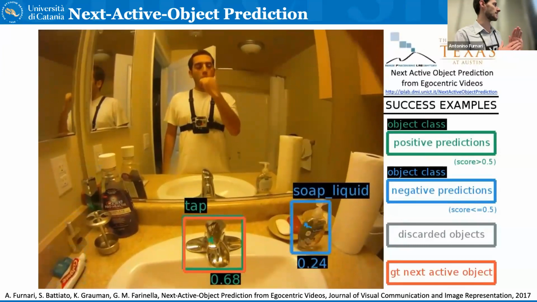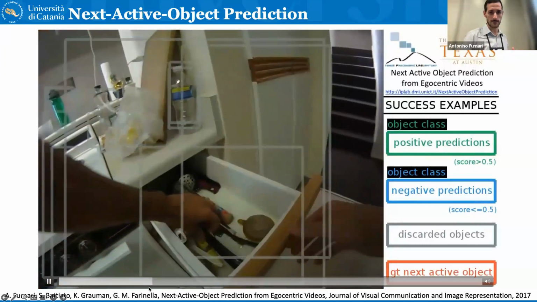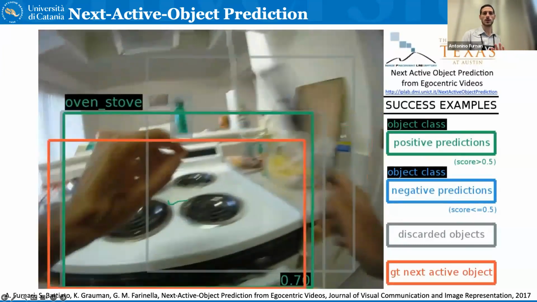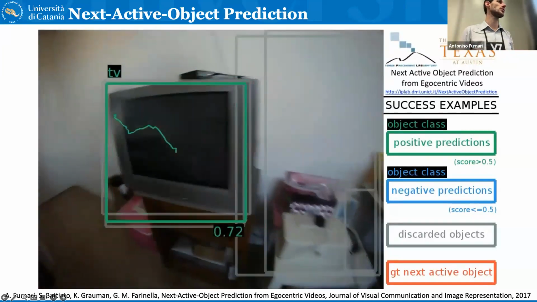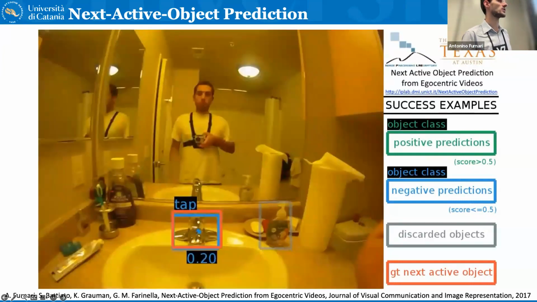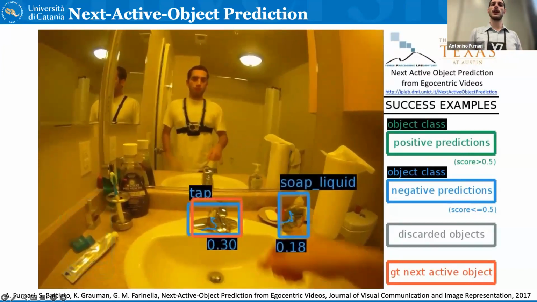This is a video of some success examples. So it is not perfect. It doesn't work always, but already by just looking at motion, you can get some cases in which it's clear that the person is moving towards the object.